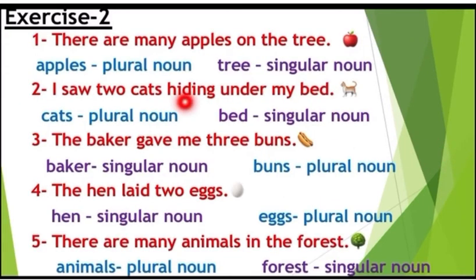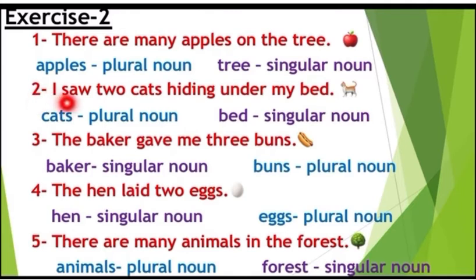Now let's do some exercise. Exercise 2. Exercise 1 is already done. Let us all take out your notebooks. Please open the page and let's start. There are many apples on the tree. So can you see here the apples? Apples becomes the plural noun and tree is a singular noun because it is only one.